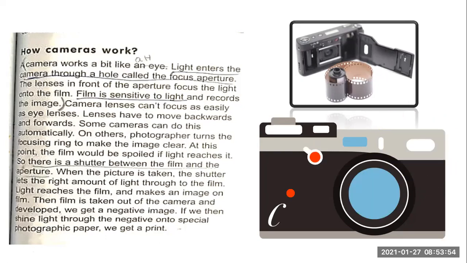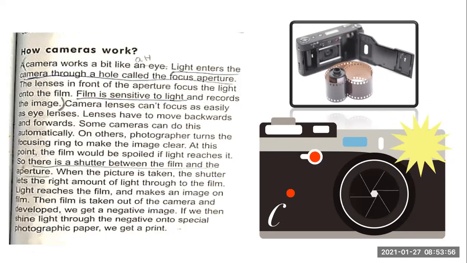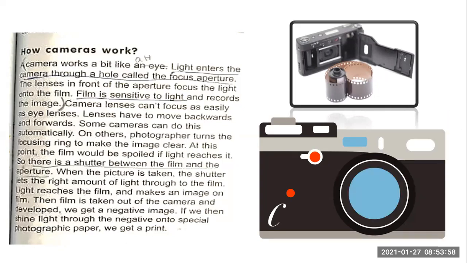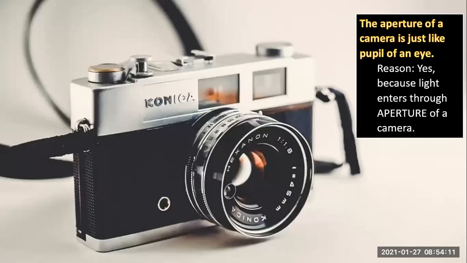Aperture you need to remember, shutter you need to remember, where the image is recorded, that is a film, you need to remember. Something which is sensitive to light in the camera, that is a film. These are some of the main points which you need to remember.